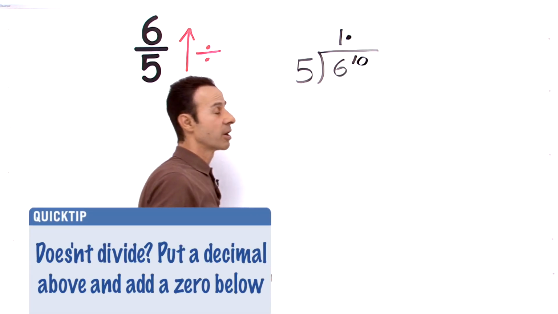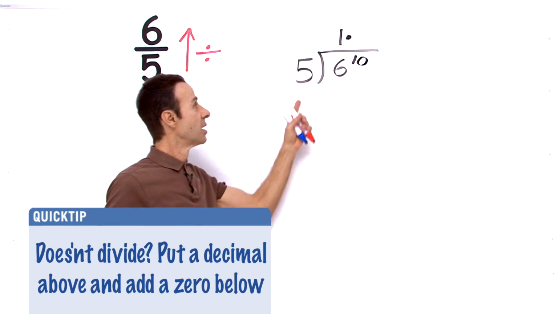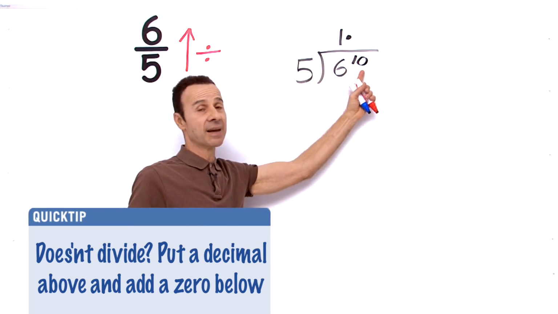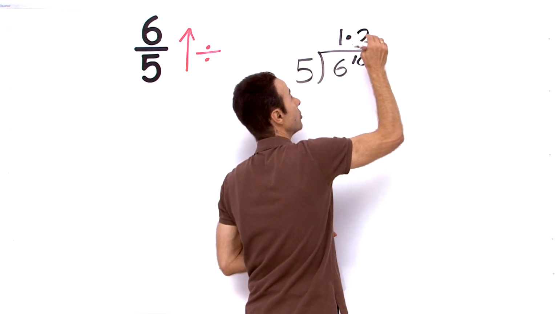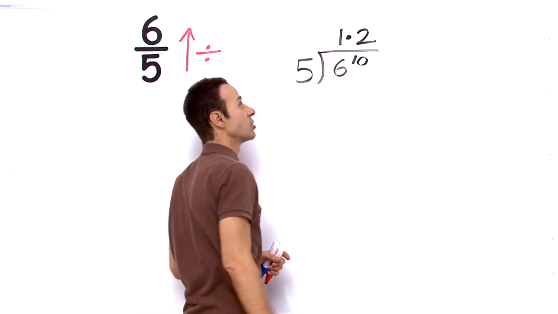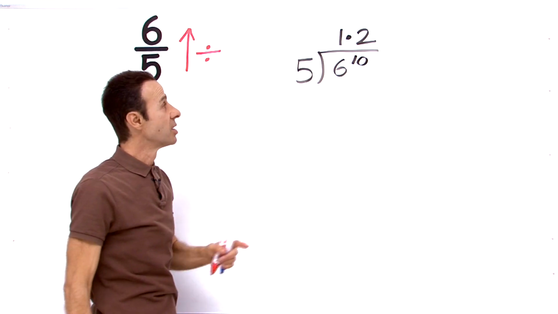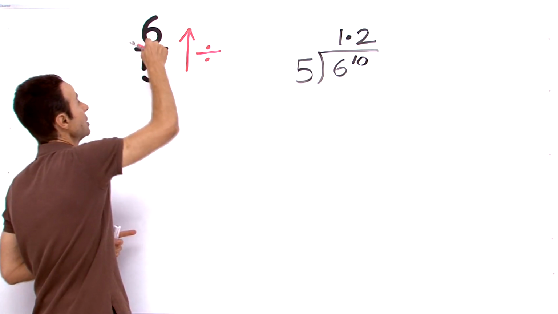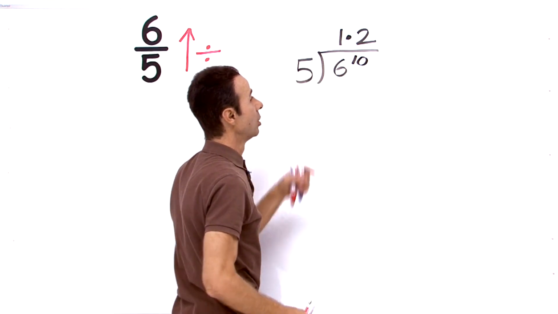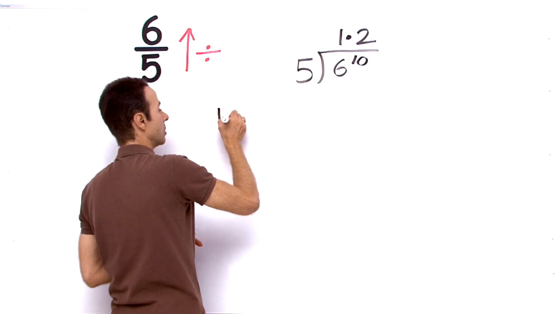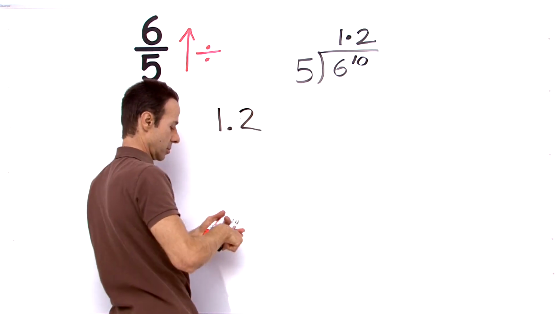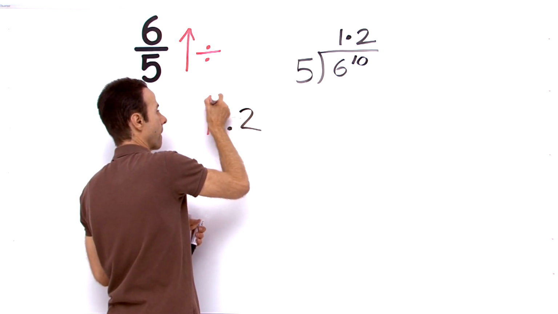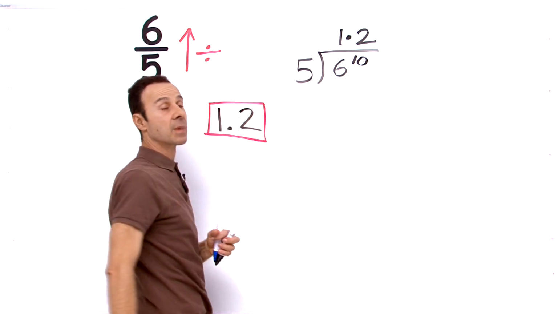Okay, now we're going to the realms of decimal points. So how many times does 5 go into 10 now? Goes in 2 times. There we go, 1.2. The 2 is on the right-hand side of the decimal. So 6 over 5 is equivalent to 1.2. And there you go.